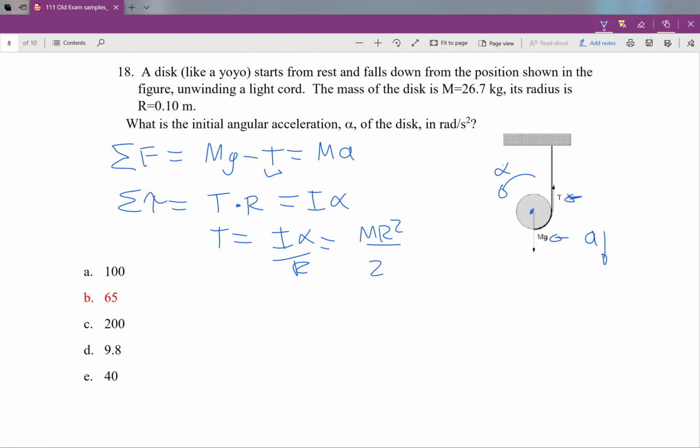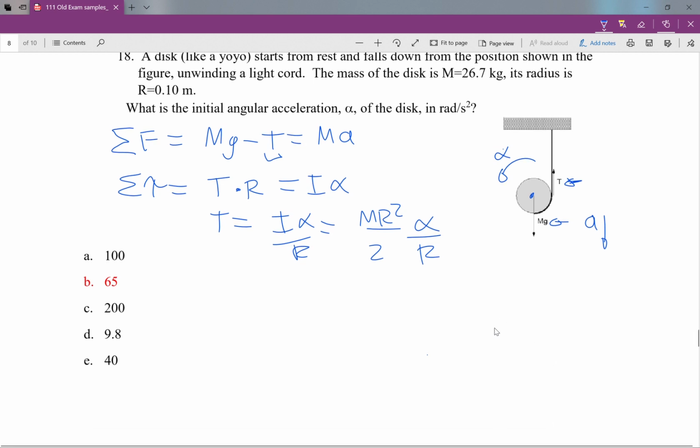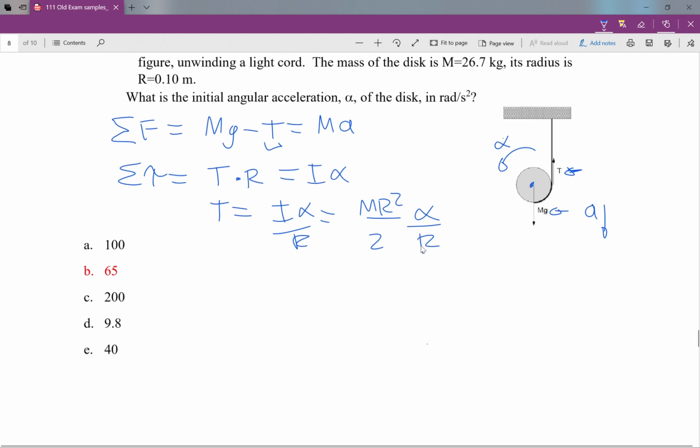Times alpha, and then divided by r, right? Let me see what's the battery that's left. Oh, 6%. Crap, I only have 2 questions left. Okay, so let's finish this and then I'll have to charge this computer.